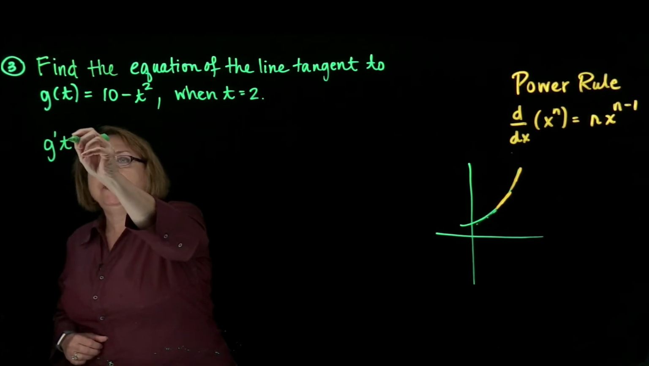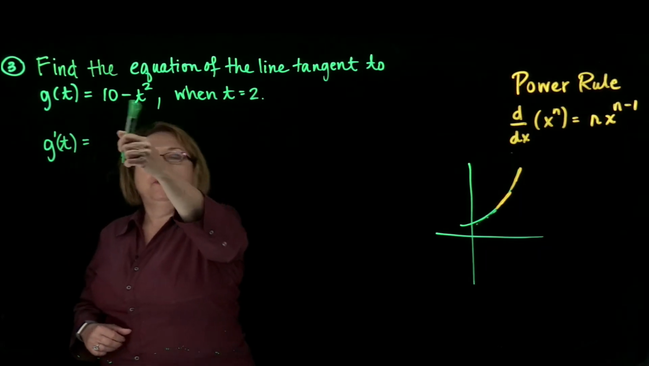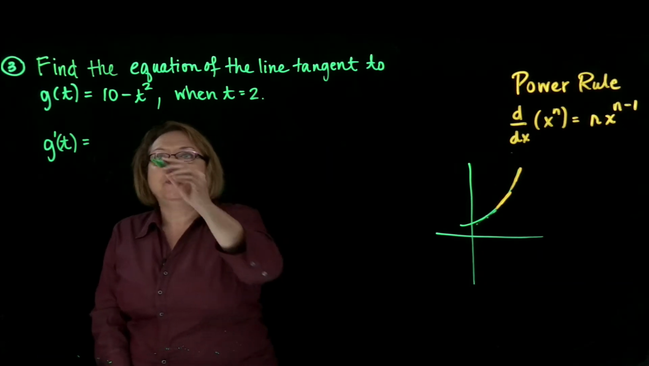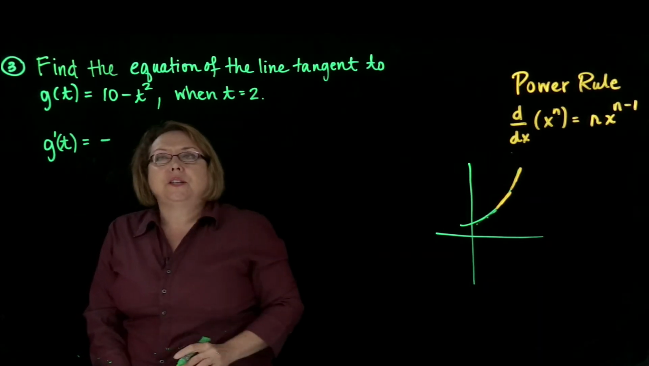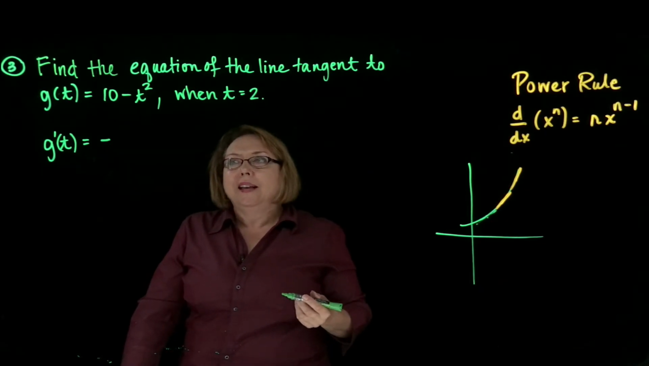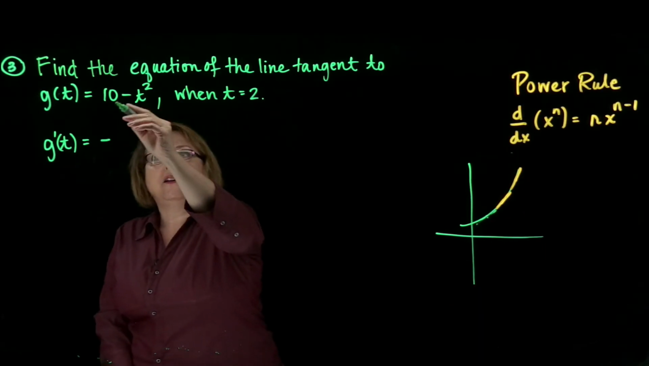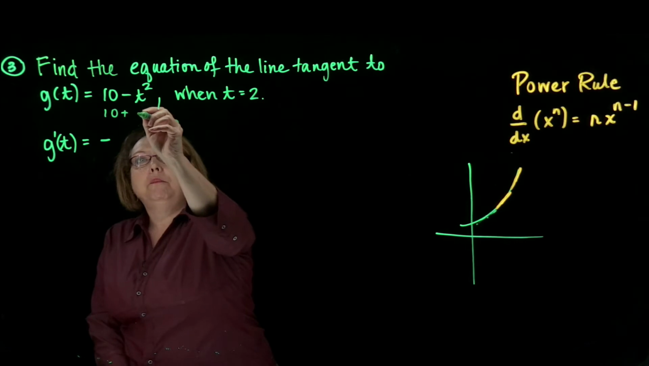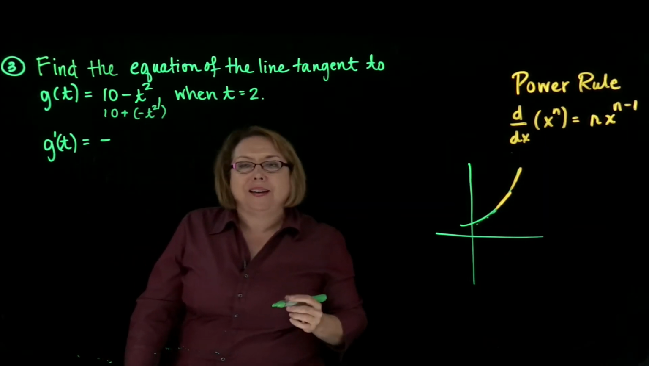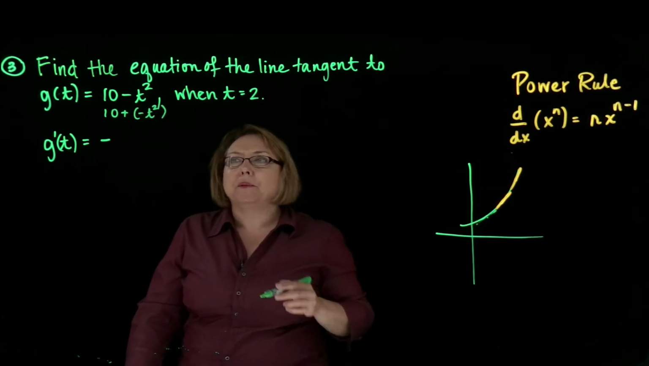So let's take the first derivative. So g prime of t, the derivative of 10 is 0. Derivative of any constant is 0. And then we'll have that negative sign because it's attached to the term that follows that sign. Yes, it looks like a subtraction, but I could also write this as 10 plus a negative t squared to make it clearer that that negative sign belongs with the term.